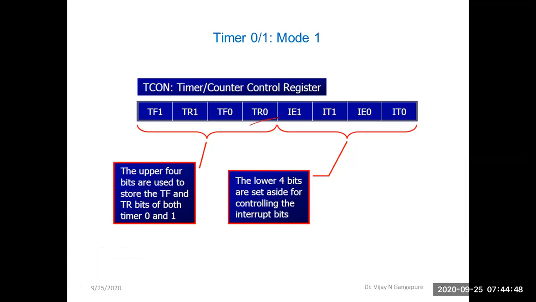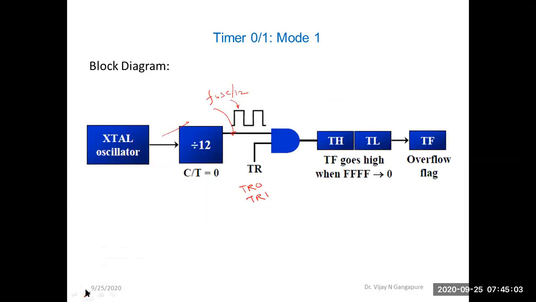So this is the TR0 bit and this is the TR1 bit. TR0 and TR1 bits are used to turn on or off timer 0 or timer 1. When this bit is 0, these clock pulses will stop reaching the output of this AND gate.